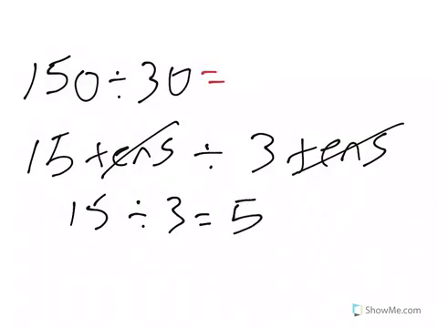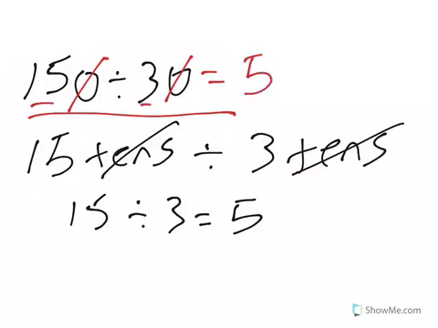Same thing up here. Go back to this original problem. 150 divided by 30. There's a 0 in the ones place in both. We can cancel those out. 15 divided by 3 gives us 5.